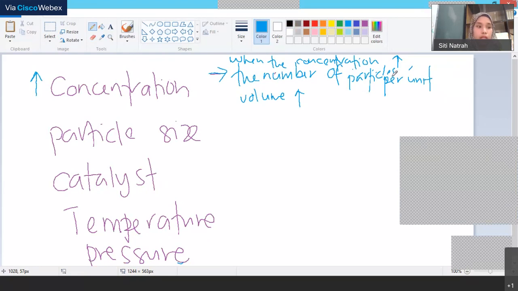And then you need to know for the kinetic theory, you have to state that the frequency of effective collision increases, so the rate of reaction increases. So basically, you have to know what the keyword is. Okay, for concentration, the number of particles per unit volume increases. Okay? So I hope you get it. So this is basically how you write the kinetic collision theory. Okay, so let me write down here: collision theory.